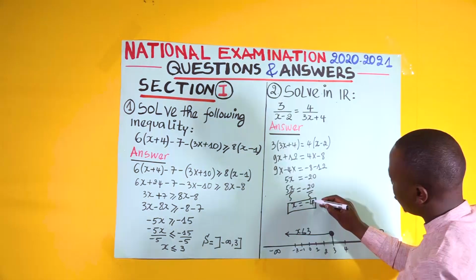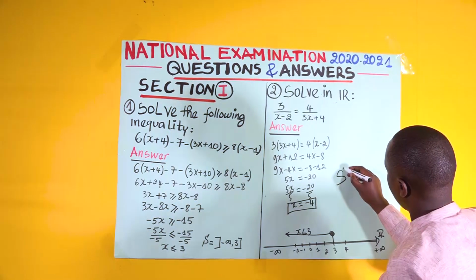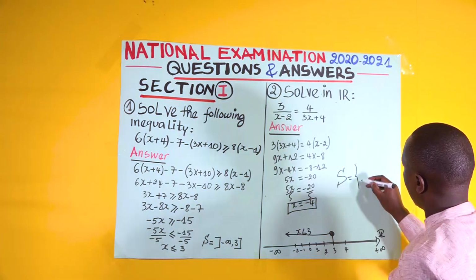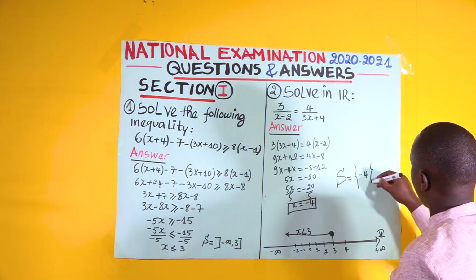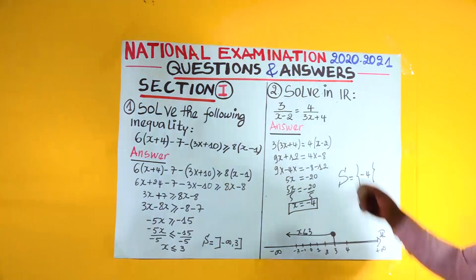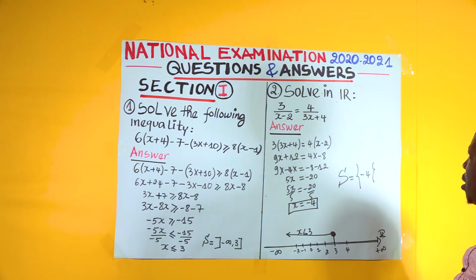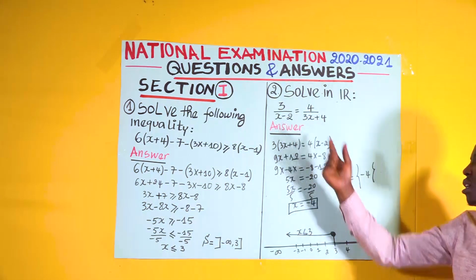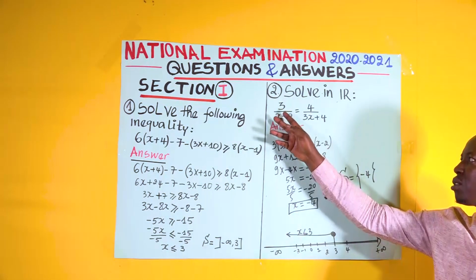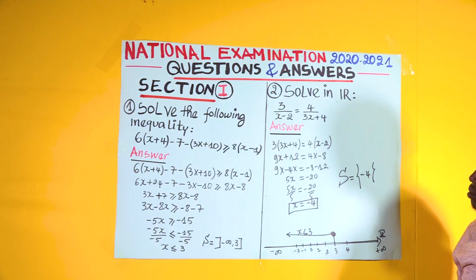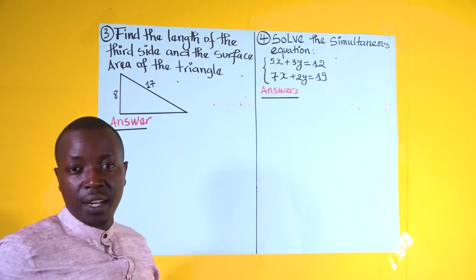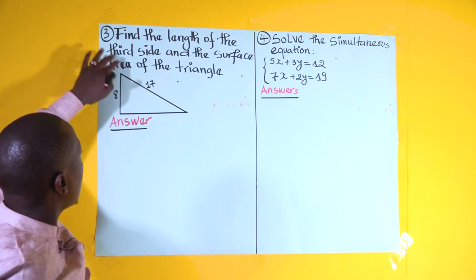So when you are going to write the solution set, we do it like this. Solution set, it is only the value negative 4 that satisfies our equation here. There is no other number that you can substitute here so that the two sides are equal. Alright. Okay. Now let us see number 3.